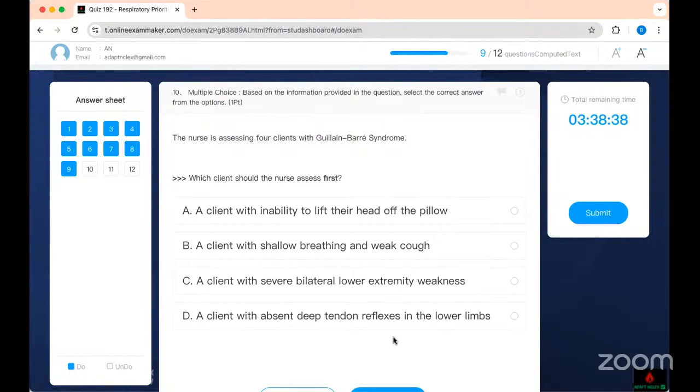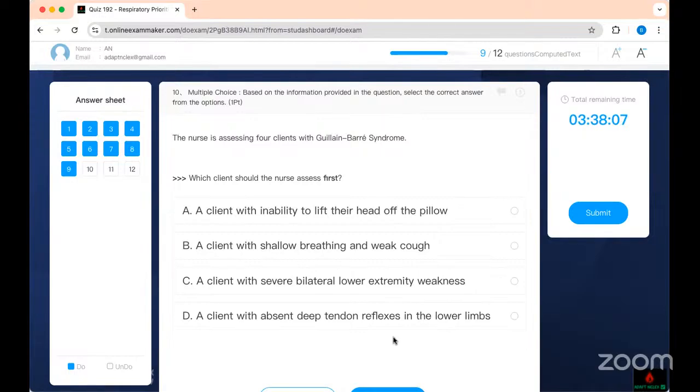What do you think? What is the prioritization for GBS? I always tell you, for most neurological conditions, think about airway. If they have a cough problem, if they can't swallow, if they have a speech problem, that's your answer. You cannot lift your head up, it means you're so weak. It's the early sign of a respiratory problem.